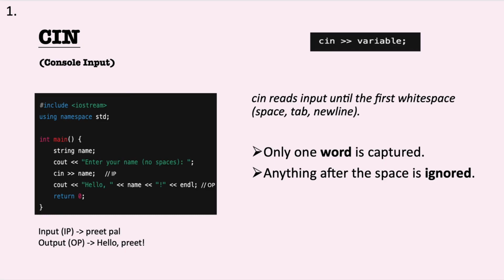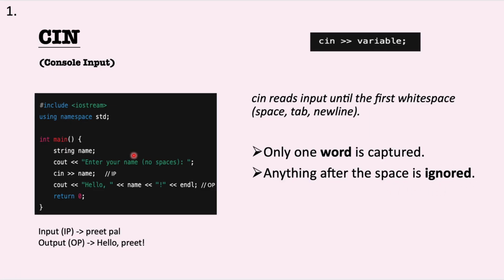Let's see the syntax, which includes cin with a variable and an extraction operator in between. It is mainly used to extract the input from the input stream and store it into the variable. The definition states that cin reads until the first white space, that is space, tab or new line, is detected. In short, it only captures the first word and anything after the space is ignored.